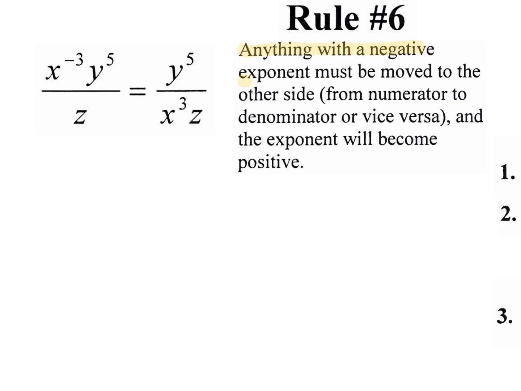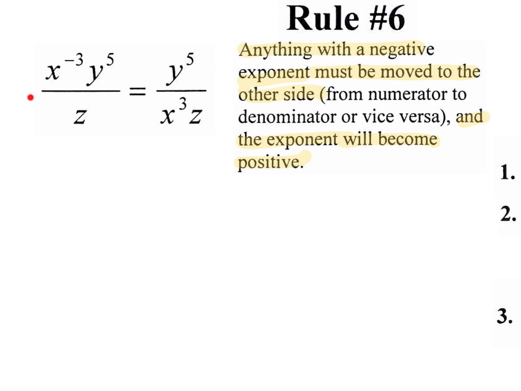Anything with a negative exponent must be moved to the other side of the fraction, from the numerator to the denominator, or from the denominator to the numerator, and the exponent becomes positive. Okay? So this rule is also pretty simple. All you're doing is moving things from one side to the other.